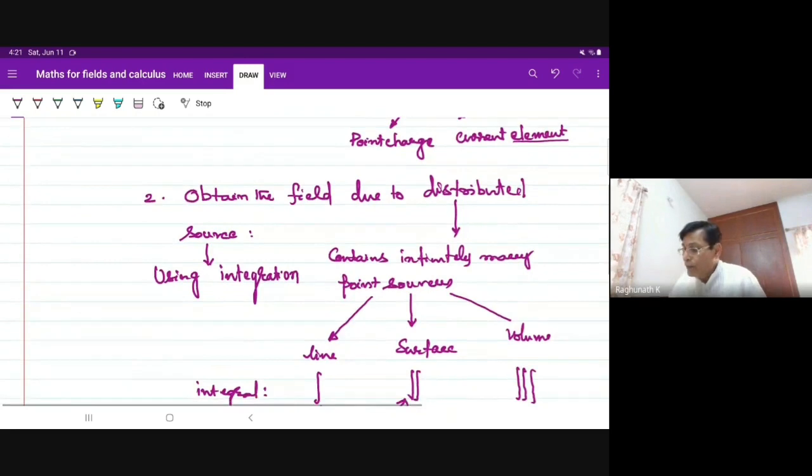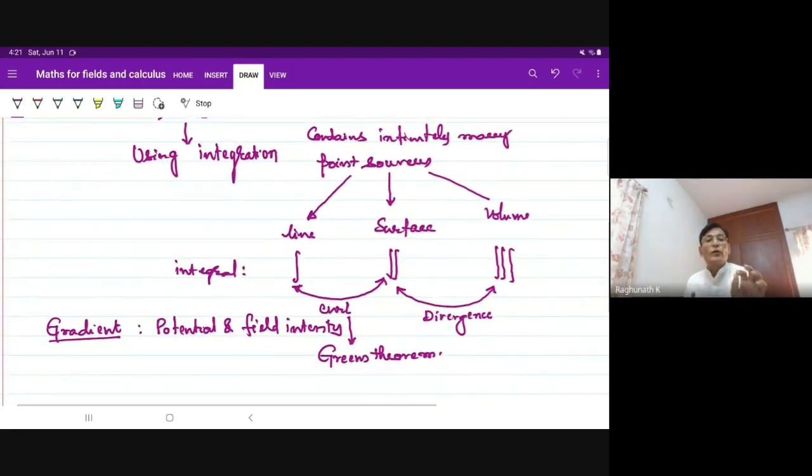For this now, we need to know a part of geometry again. I'll just go back and then start revising the things. So integration we use here to get the expression for the field at a point because of a distributed source, knowing the field at a point because of a point source.